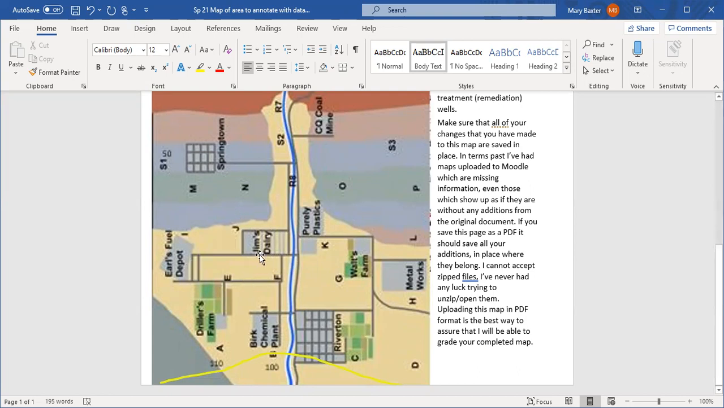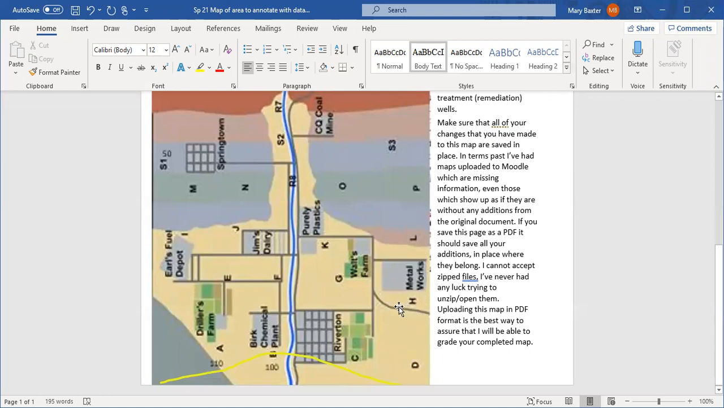Here's a dairy farm. Dairy farms can sometimes be bad about the fact that their manure just sits out there, and you get contaminants going into the flow of water from the manure piles. Purely Plastics. Here's Watts Farm, Driller's Farm, the Burke Chemical Plant, Town of Riverton. Here's the Metalworks over here.